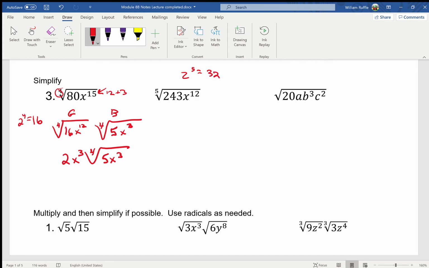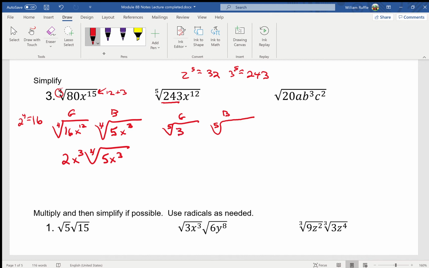32 does not go into 243. 3 to the 5th, when I type that on my calculator, I get 243. So actually, 243 is a perfect fifth. So again, if I do my good guy, bad guy, fifth root, and eventually you'll probably want to skip my good guy, bad guy. But again, I'm trying to show you how I'm thinking through the question. The fifth root of 243 is 3.